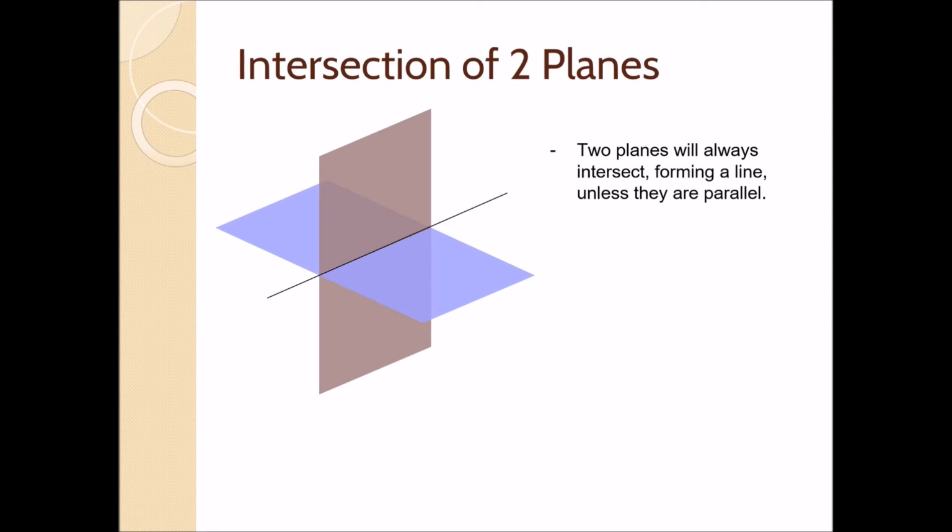So here we have an intersection of two planes. We know that the intersection of two planes will always form a line.